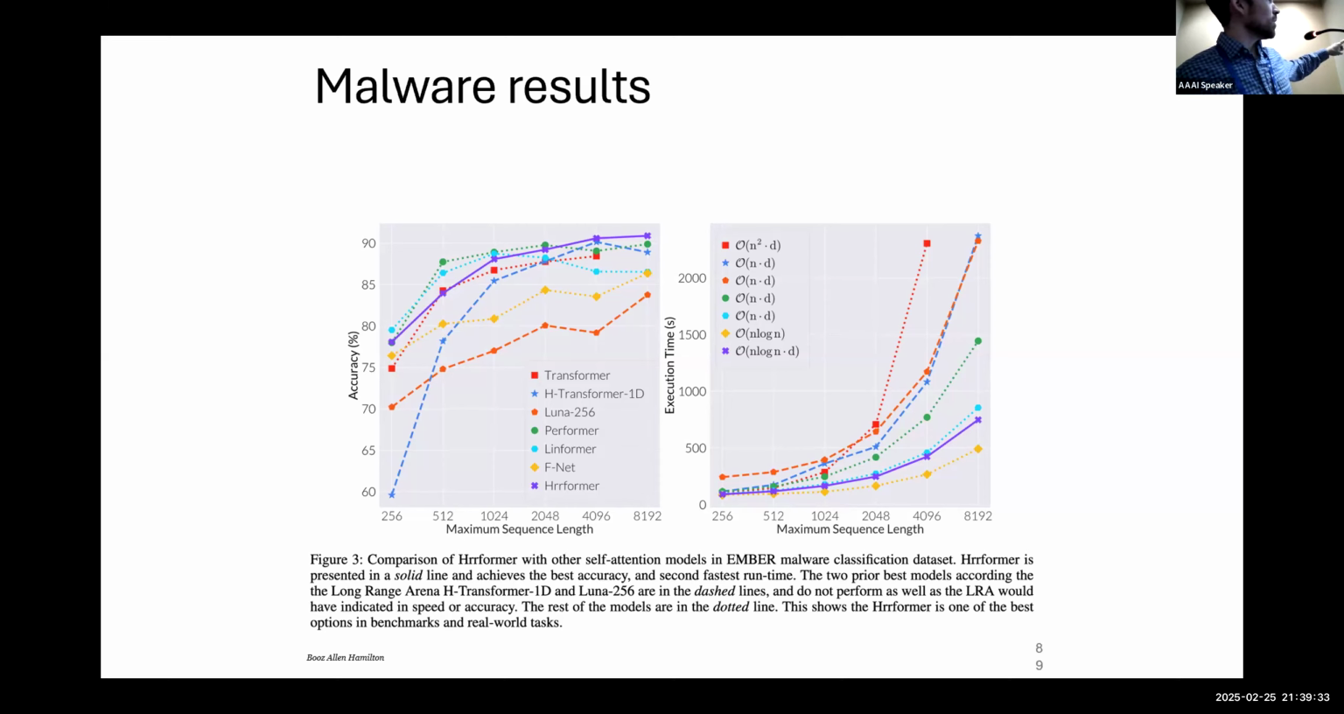But two key things to note. One, you'll see Luna 256, what was originally the best or second best, that had no weaknesses in the long range arena benchmark, is the orange line that's performing the worst in terms of accuracy on this very long sequence problem. Because this problem is like real world malware data where there's a lot of information over the length of the sequence, and the Luna strategy just is not amenable to it.